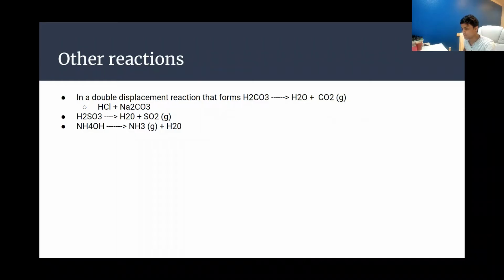And ammonium hydroxide, it's an acid-base reaction. The ammonium will transfer its proton to the hydroxide and generate water and ammonia gas.